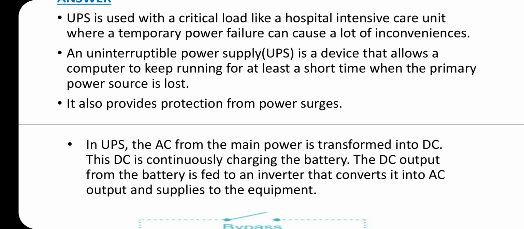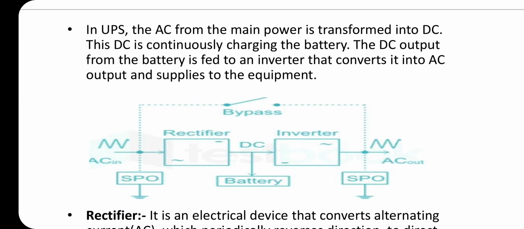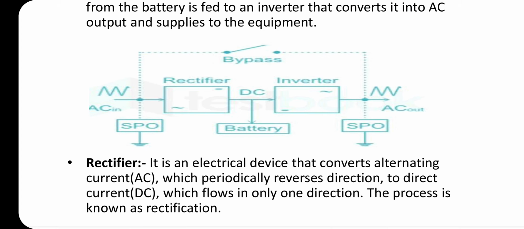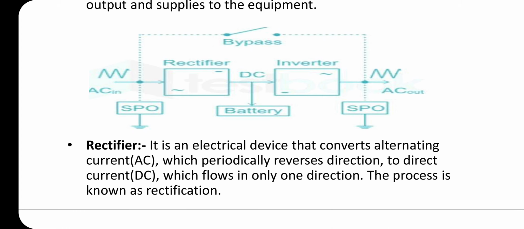In a UPS, the AC from the main power is converted into DC. This DC continuously charges the battery. The DC output from the battery is fed to an inverter that converts it into AC output and supplies it to the equipment. This is a block diagram. Rectifier, inverter, battery, SPO, all are the blocks.